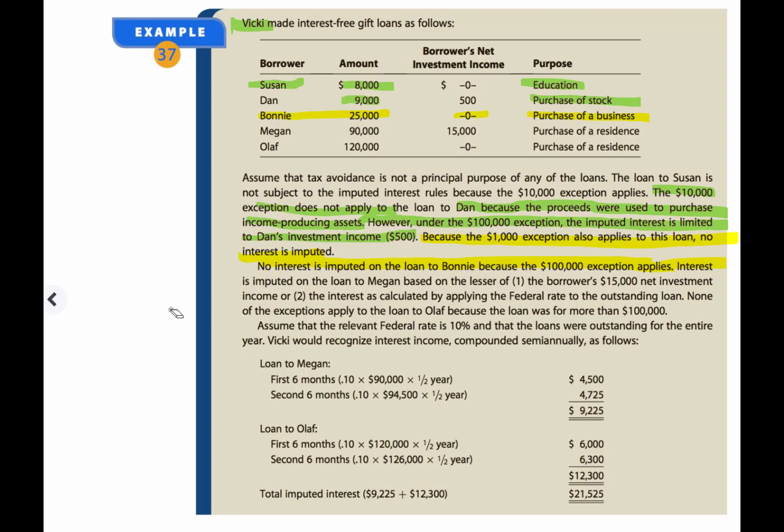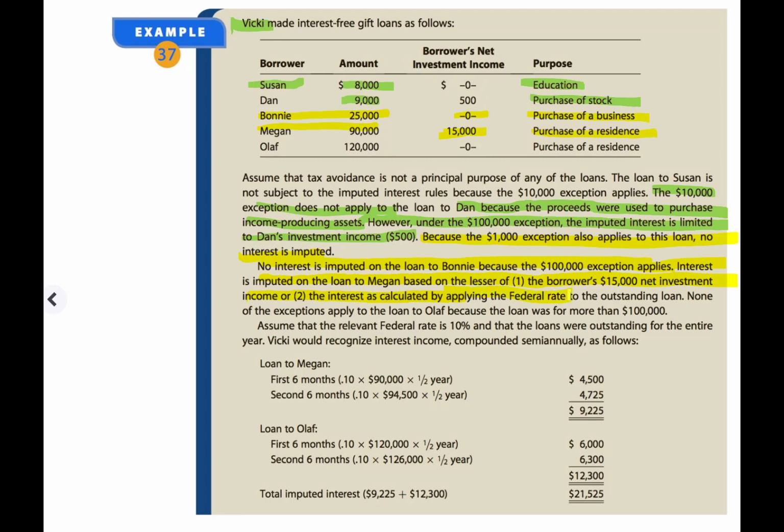Now, when we deal with Megan, Megan's loan is 90,000. She's got this investment income, and she purchased a residence. A residence would be considered investment income. And so what happens? The imputed interest on Megan is based on the lesser of the 15,000, or the interest that is calculated by applying the federal rates.